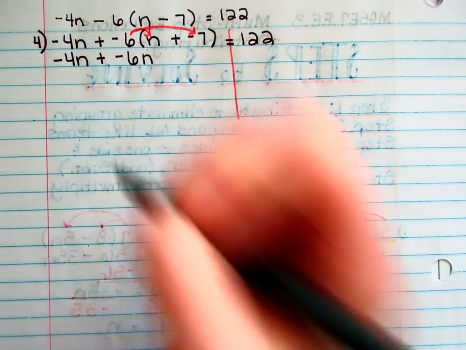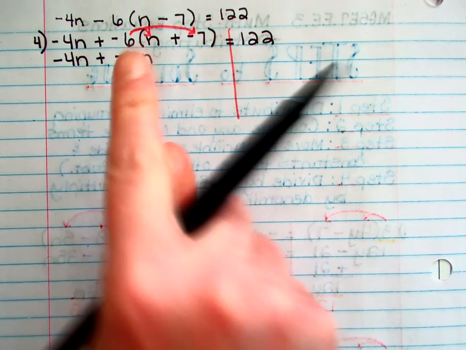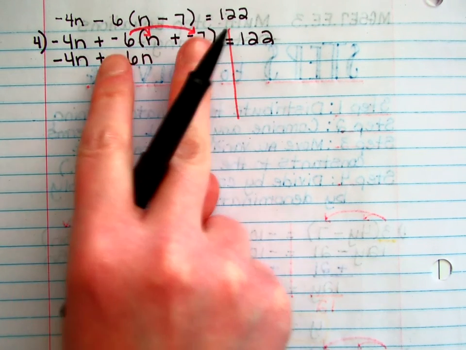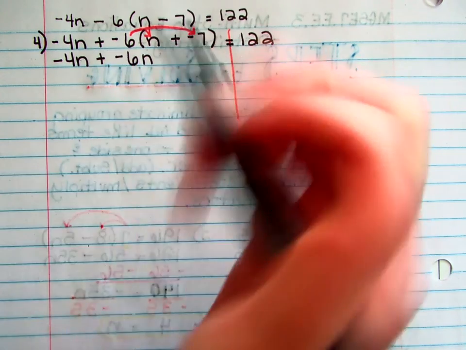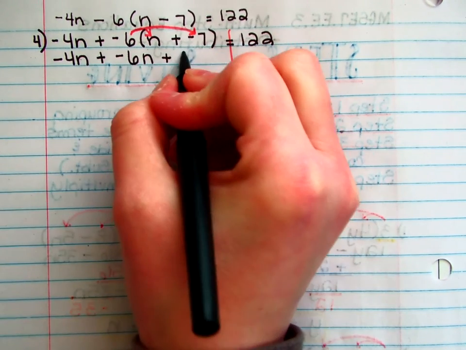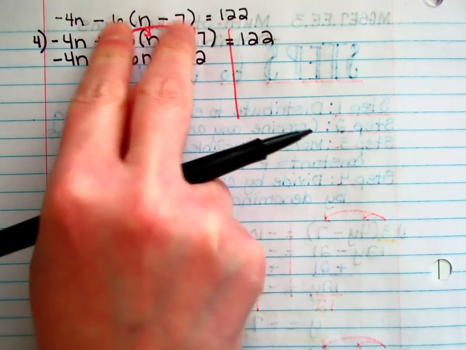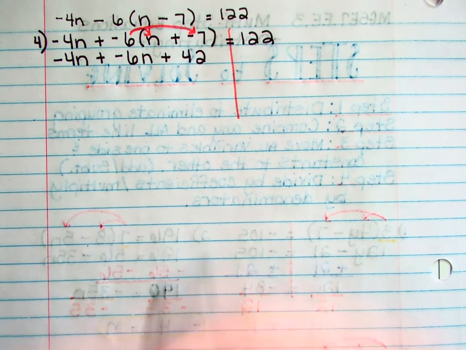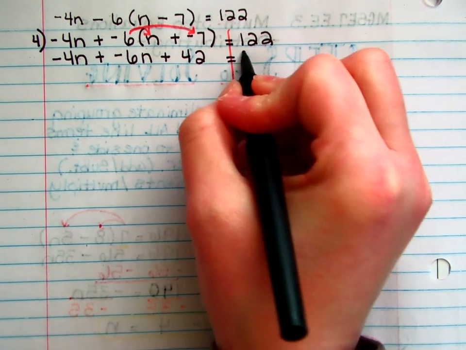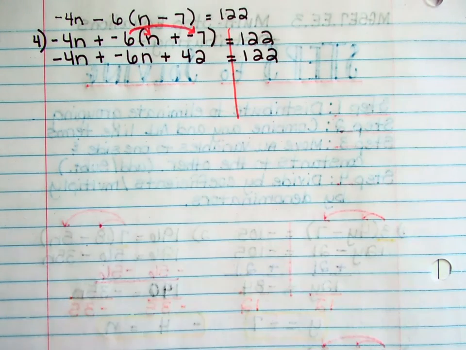Now, I know that looks really weird, so if you want to put parentheses around it, go for it. But look at this. This is where it's really important. Negative 6 times negative 7. That's a positive 42. That's where those negatives will get you in trouble. Because if you don't rewrite this, you'll end up putting minus 42 there, and you'll get it wrong in the end. Is equal to 122.